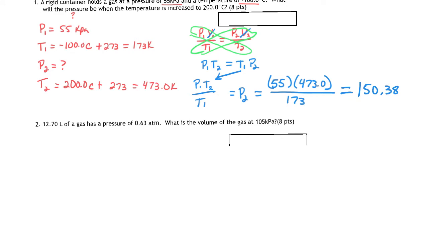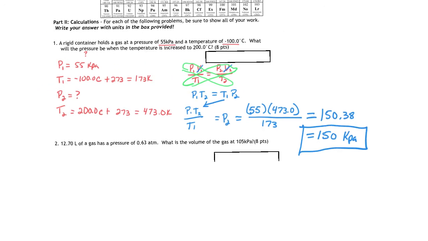Now I've got to check for my significant figures. Because 55 has two significant figures, and the rest have three, I need to round this so it has two significant figures. So the final answer is going to be 150, and the unit that I'm going to need for that is the unit of pressure, kPa. And that's my answer for this one. All right, let's go ahead and try another one.